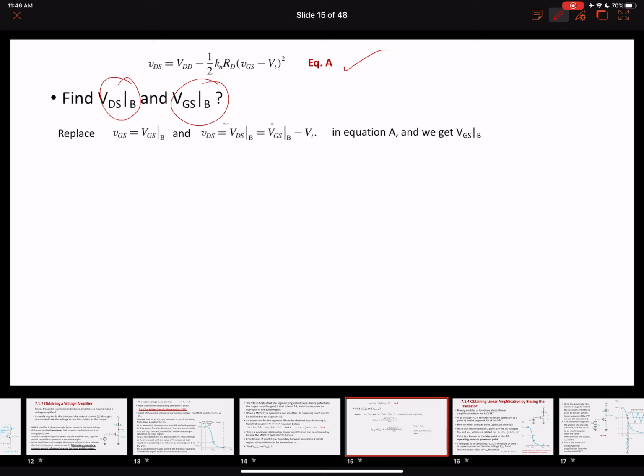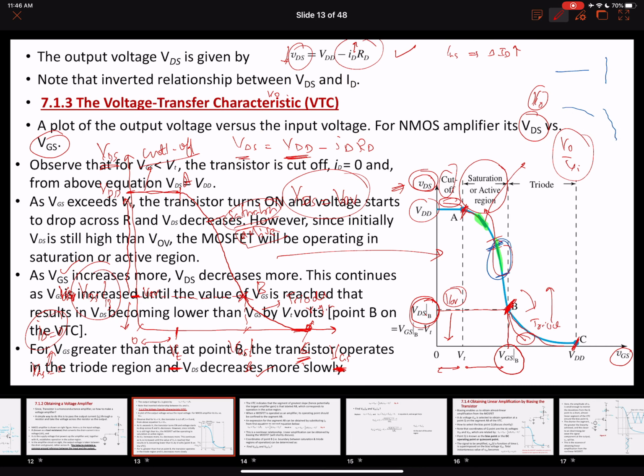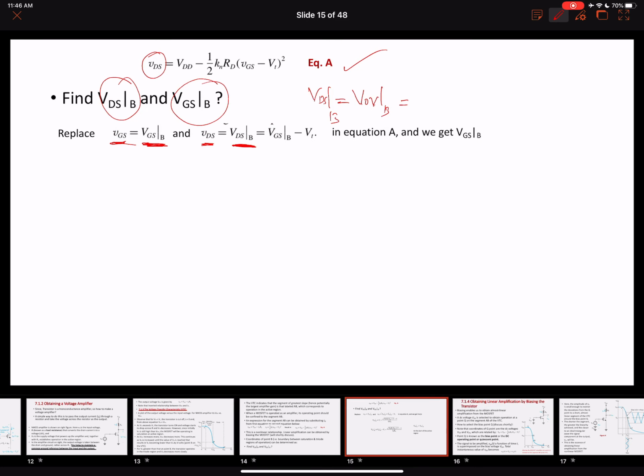In this equation, our gate to source voltage is equal to the gate to source voltage at point B, and our drain to source voltage is the drain to source voltage at point B. We know that drain to source voltage is equal to the overdrive voltage at that point. This was the point of entry of saturation, the boundary point between the saturation and the triode region, and this happens when our VDS is equal to the overdrive voltage. So VDS at point B is equal to the overdrive voltage at point B.